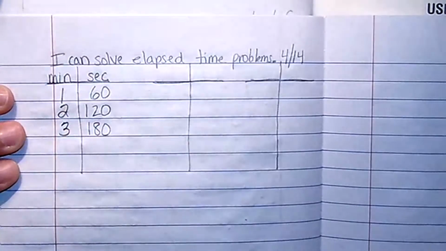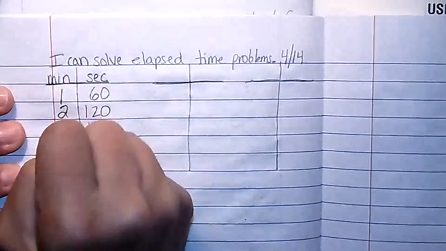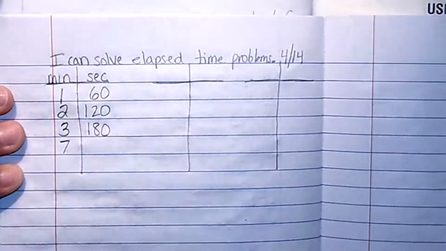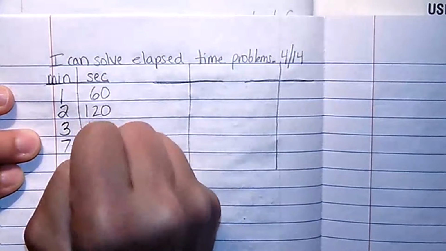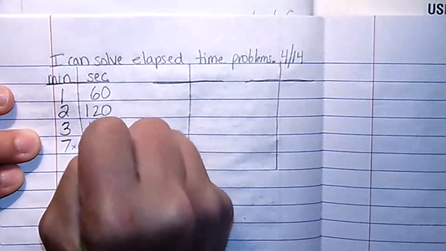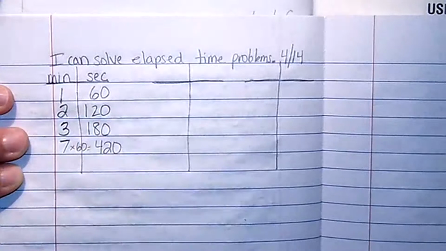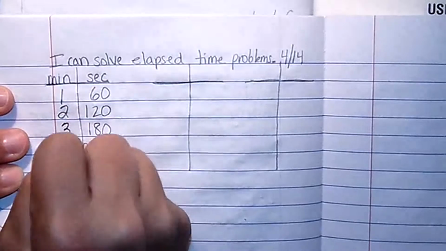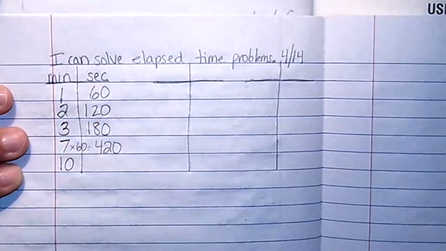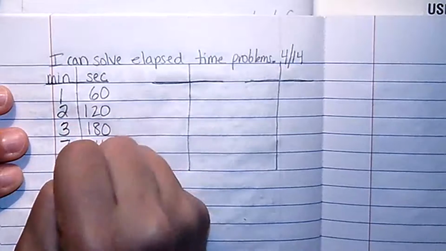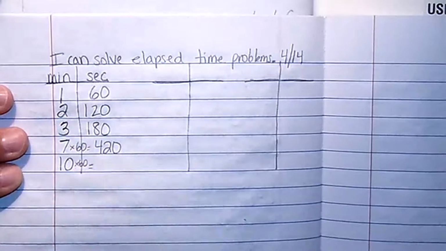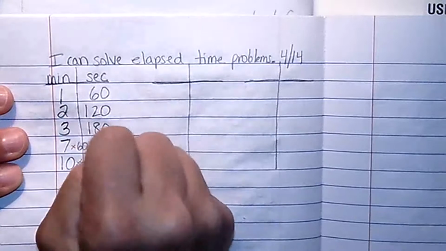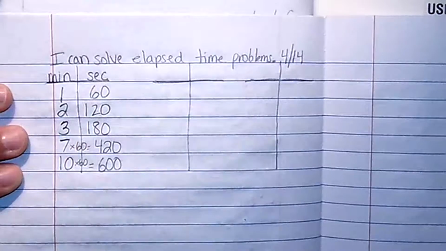I could also do this by multiplying, right? What if my number was bigger? What if I wanted to jog in place for 7 minutes? Instead of adding 60 plus 60 plus 60, I could just multiply by 60 and I would come up with 420 seconds. What if I was looking for 10 minutes? I said, okay, we're going to go work on our math problems for 10 minutes. How many seconds would that be? Well, I'm going to multiply by 60. That would be 600 seconds.